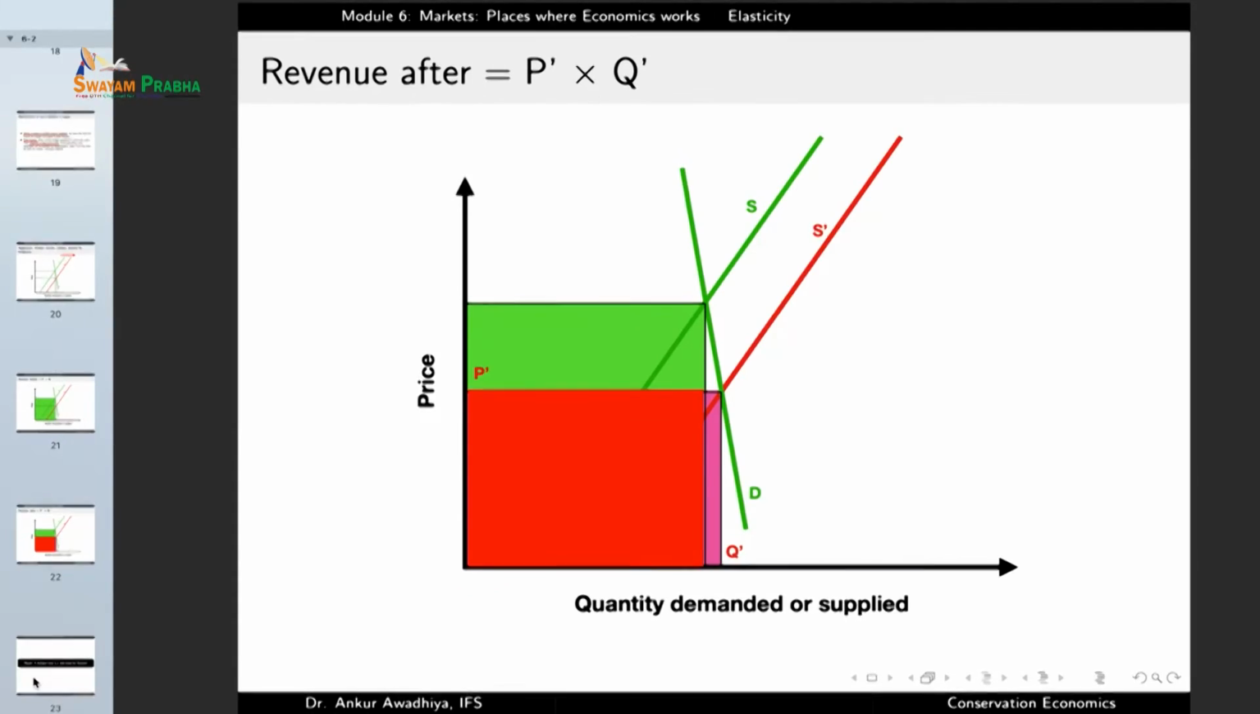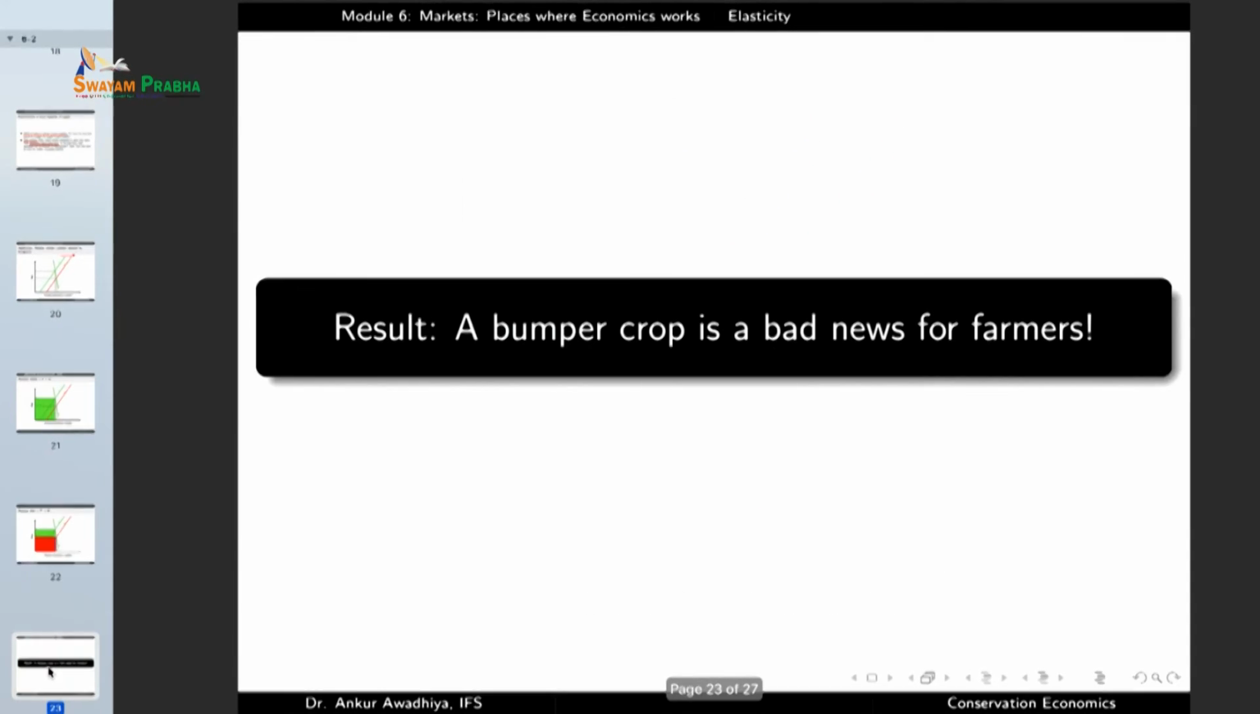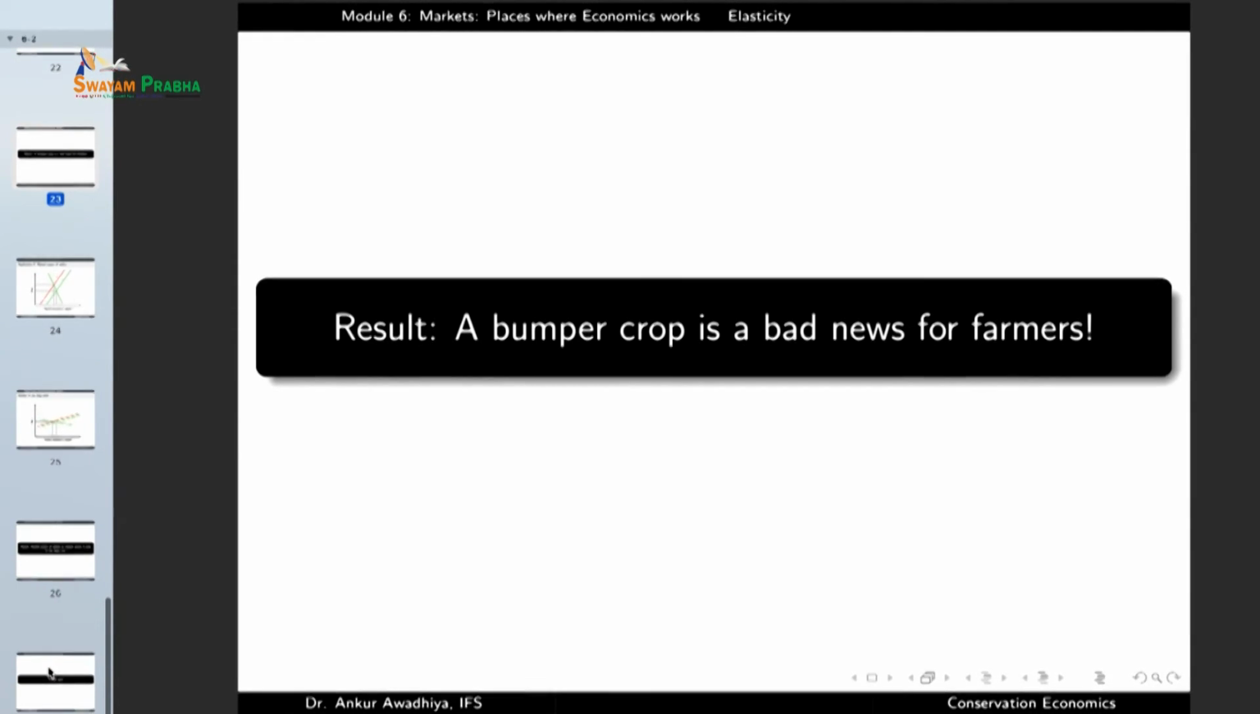But what is happening to the total revenue? Well, the total revenue is going down. Why? Because the demand curve for food grains is inelastic. So in this case, the result is that a bumper crop is bad news for a number of farmers because even though they have increased the supply, there is a decrease in the revenue that these farmers get. So a bumper harvest in this scenario is bad news for the farmers.